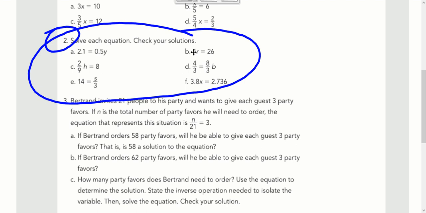Here, r is being multiplied by 4. We need to divide by 4. Here, h is being multiplied by 2 over 9. So we could divide by 2/9. But I would encourage you to multiply by the reciprocal, 9 over 2. So 8 times 9 over 2, and you get whatever your answer is. Same thing here. Multiply by the reciprocal, 3/8. Multiply by 3/8, and then see what your answer is.